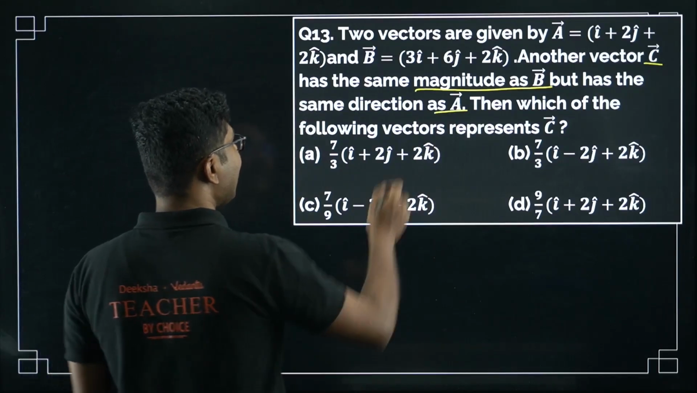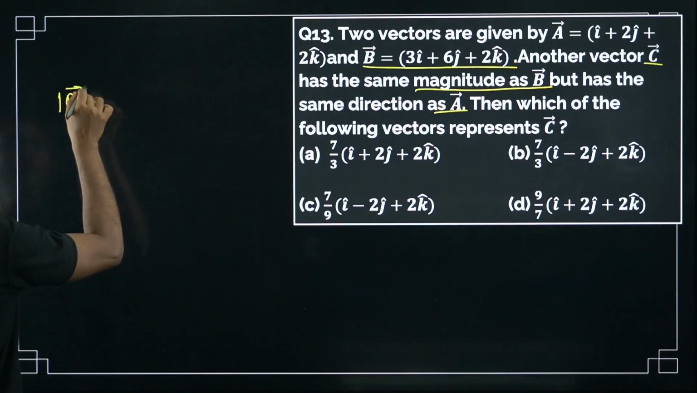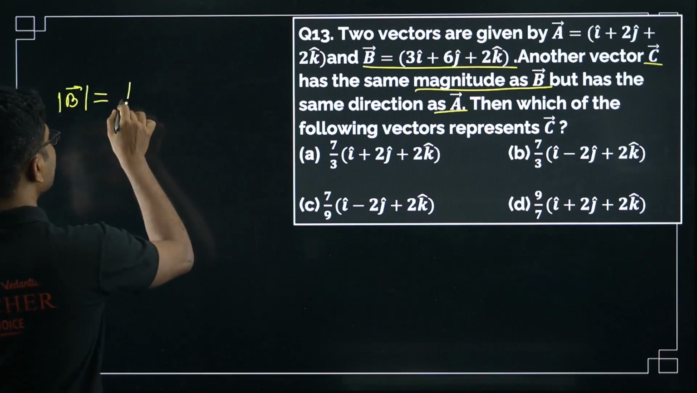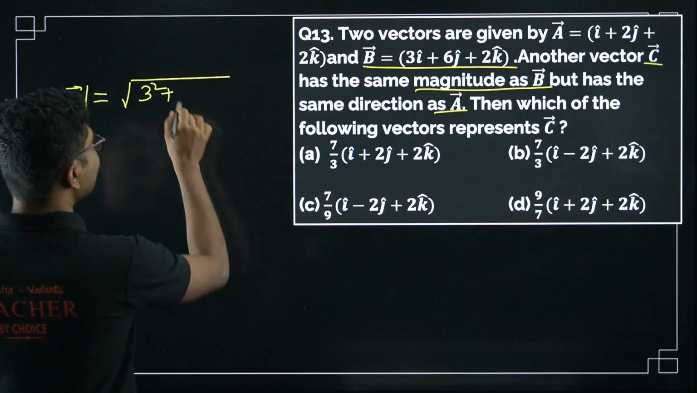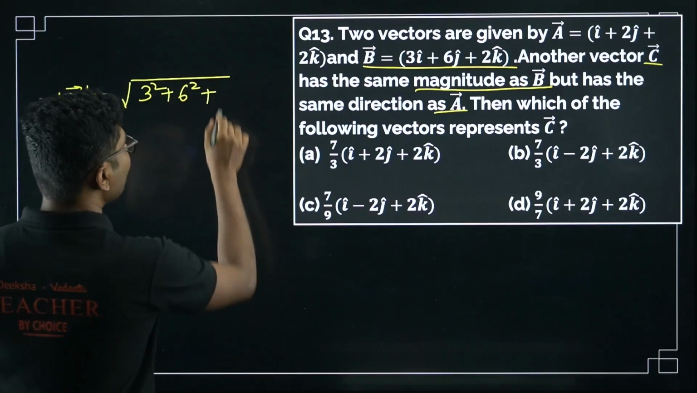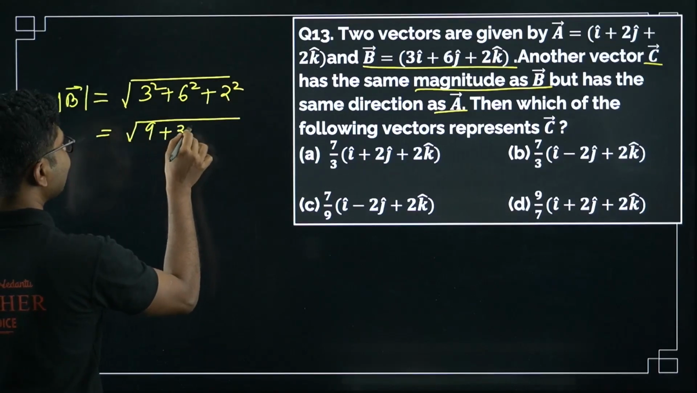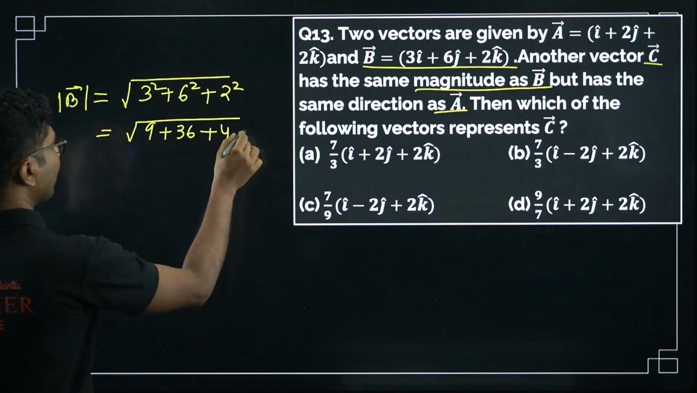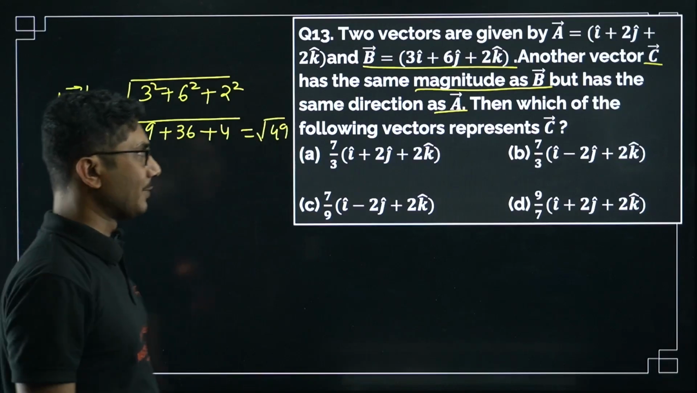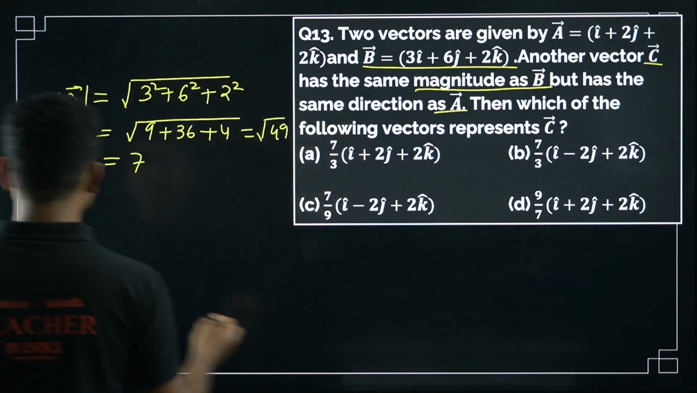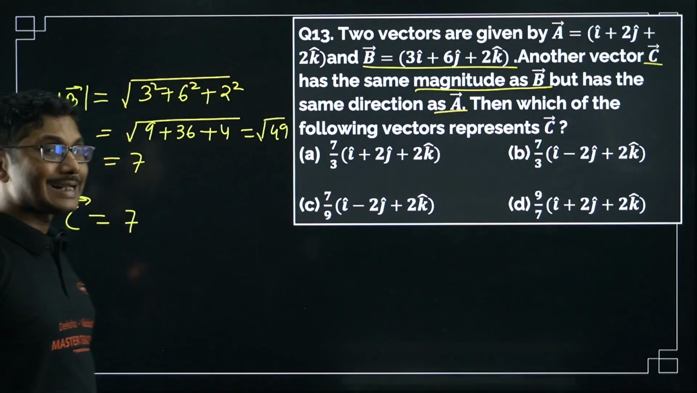So first let us find the magnitude of B. Magnitude of B is easy. That is 3 square plus 6 square plus 2 square. That is 9 plus 36 plus 4. So it will be square root of 49. So magnitude of B is 7. So what is the magnitude of C? C vector is basically the same magnitude as B but direction same as A.